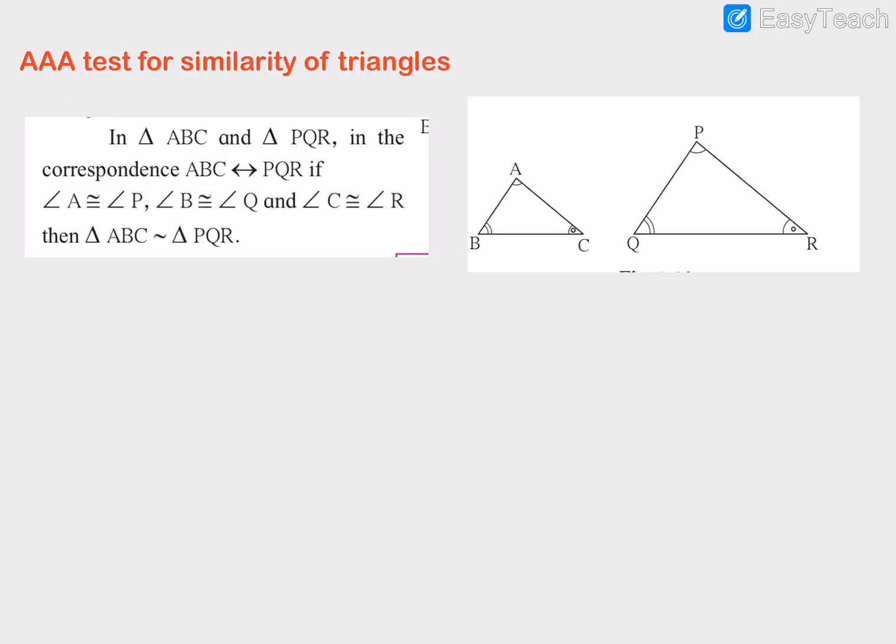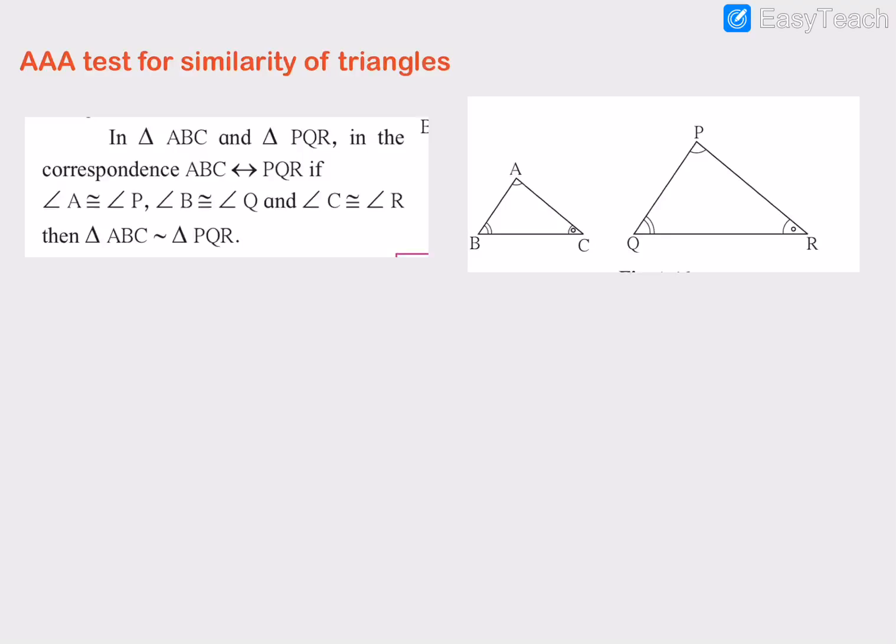Now we will check the different tests for similarity of triangles. The first test is the AAA test, that is, angle, angle, angle: the three angles test for similarity of triangles. Two triangles are given, and it is given that angle A equals angle P, angle B equals angle Q (the same symbol is used), and angle C is congruent with angle R. So all three angles of triangle ABC are congruent with all three angles of triangle PQR. That means two triangles are similar if all the angles are congruent between the two triangles.